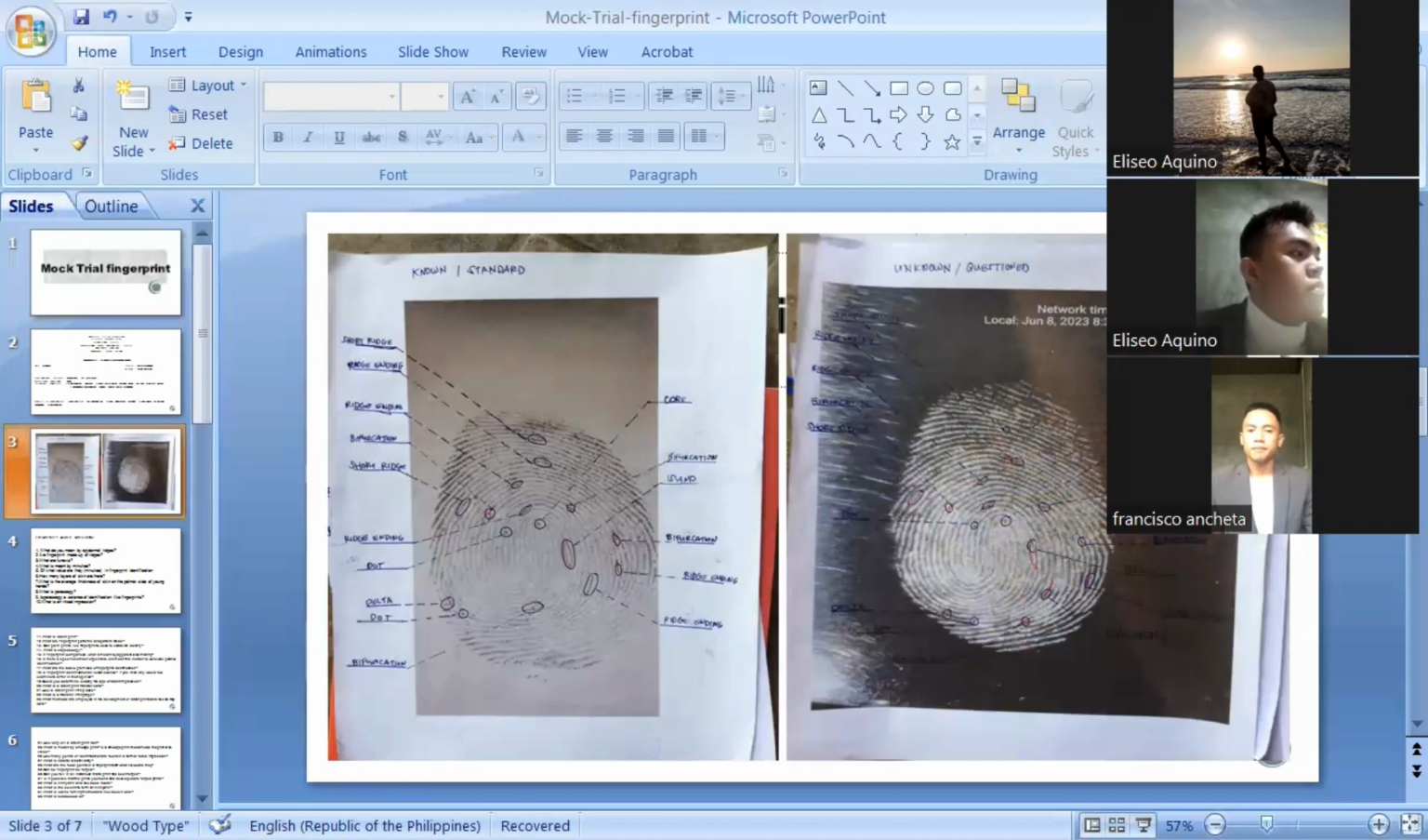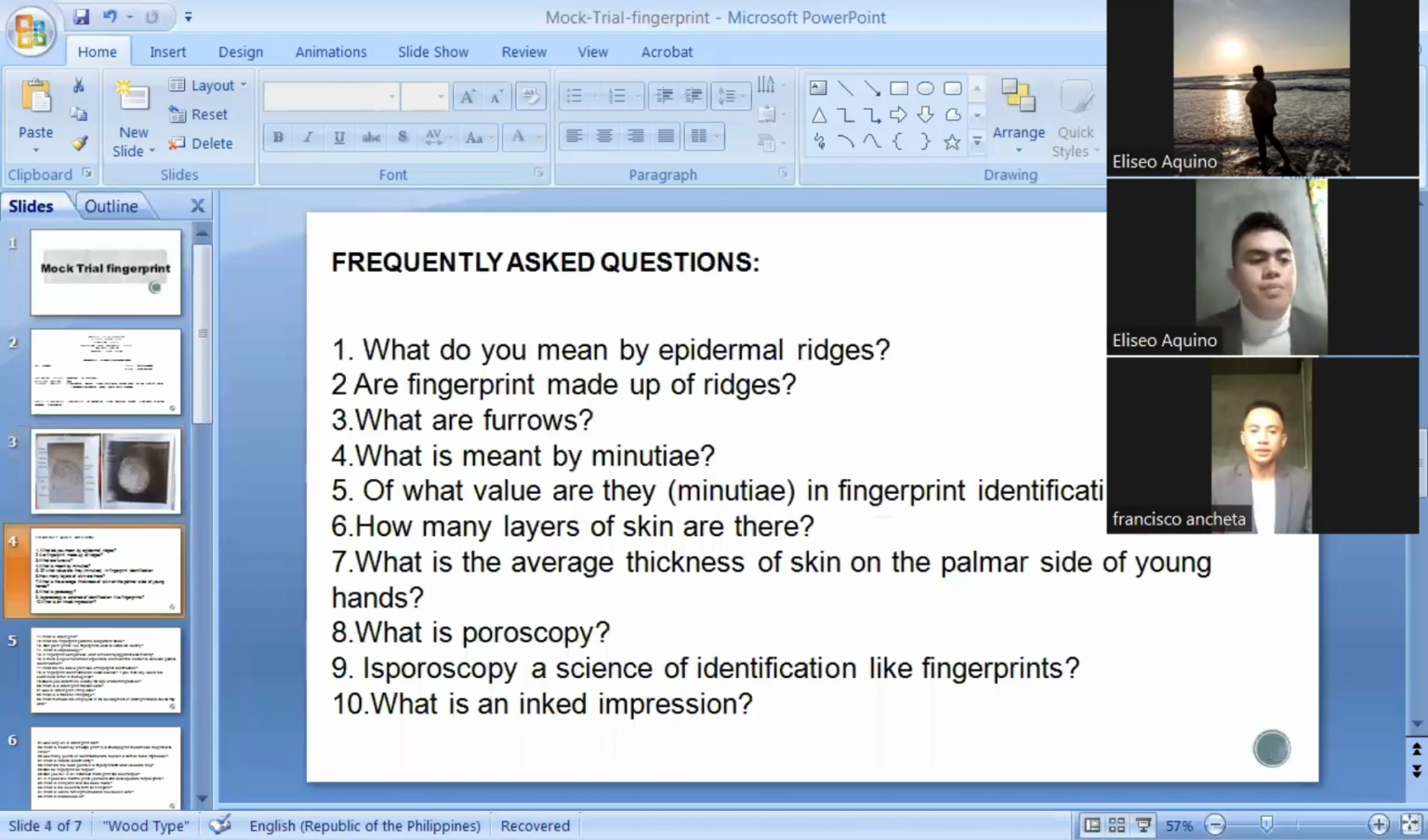Are fingerprints made up of ridges? Yes, Your Honor. A person's fingerprints are based on the patterns of skin ridges on the pads of the fingers. These ridges are also present on the toes, the palms of the hands, and the soles of the feet. So what are furrows? The furrows are depressions or canals between ridges, those white-colored areas in the fingerprint which are not ink.